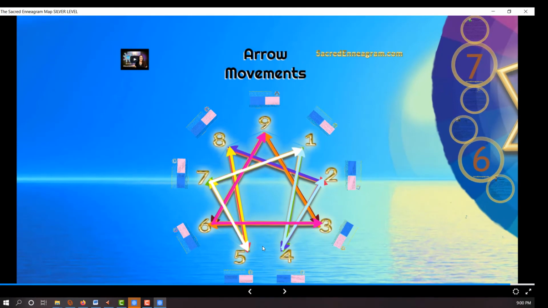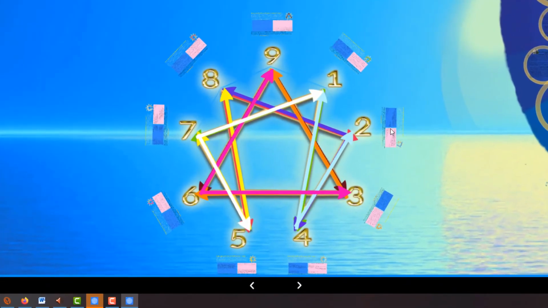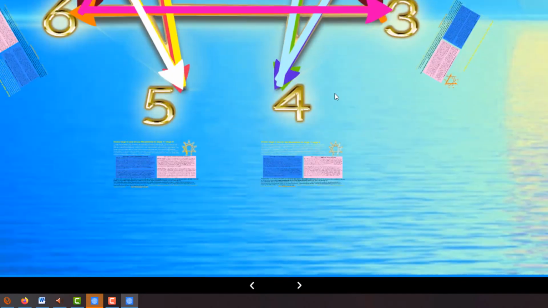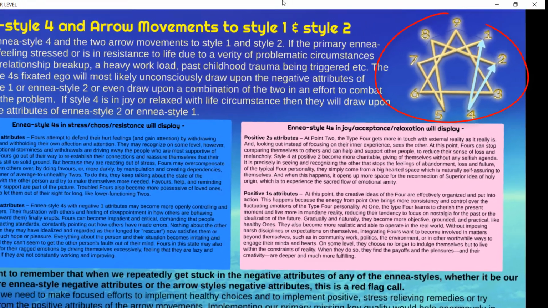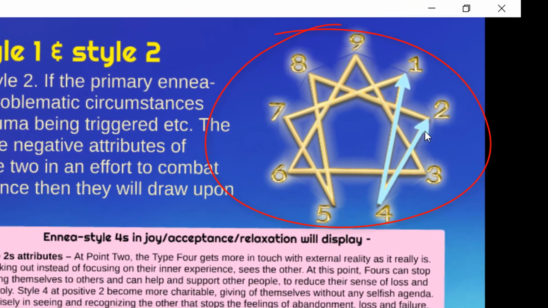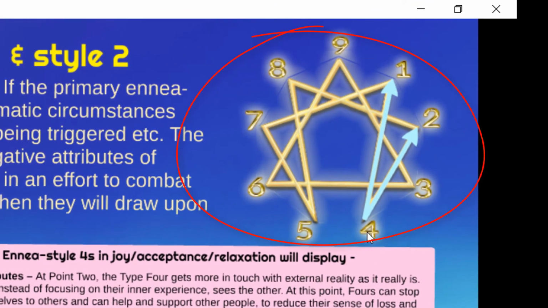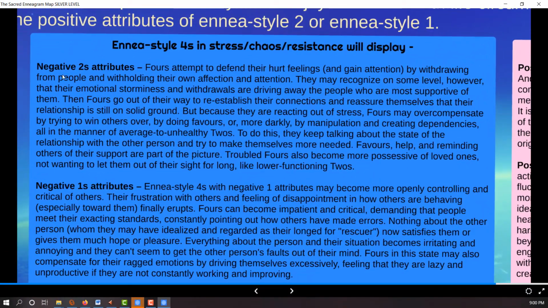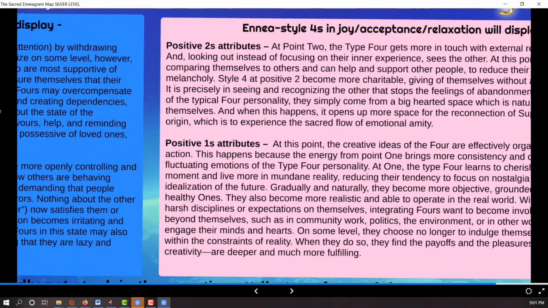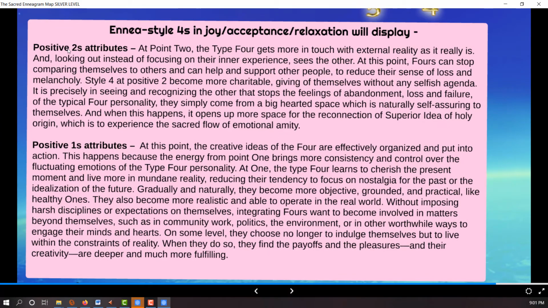And with the arrow movements, you can click on any of the Enneagram types to find out what their arrows mean. For instance, I will go to Enneagram Type 4. Okay, so Enneagram Style 4 and arrow movements are to Style 1 and Style 2, like it says here. So there's Type 4, primary number, and the arrows point to Type 1 and Type 2. And here we can see the negative attributes from Type 2 and the negative attributes of Type 1 relating to the arrow movements from 4, and the positive attributes of Type 2 arrows and Type 1 arrows for Enneagram Style 4.